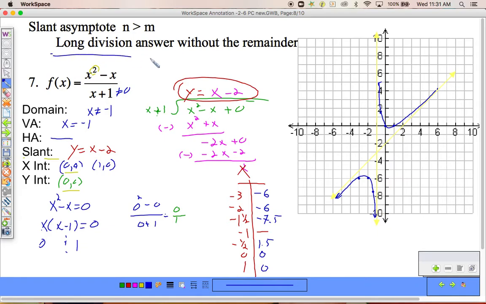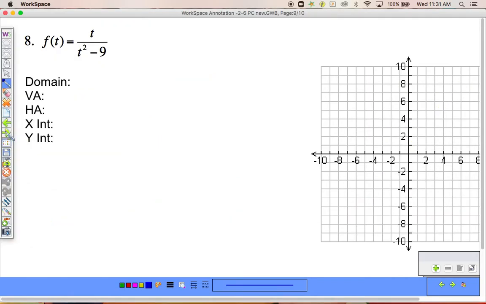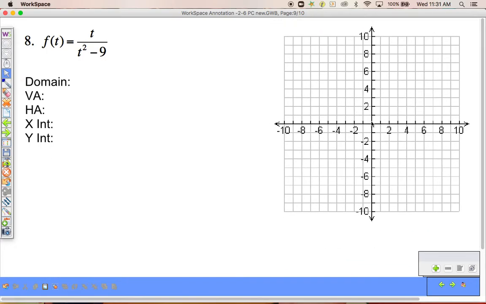So you do long division to get that slant, and it's just like the rest. All right, we're going to do most of this, but we're not going to do it all. Just do enough to get the point across. t over t squared minus 9. t divided by t squared minus 9. All right, so my domain: t doesn't equal plus or minus 3. My vertical is t equals plus and minus 3, so I'm going to have 2 of them.